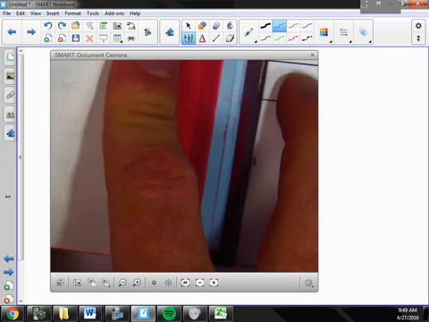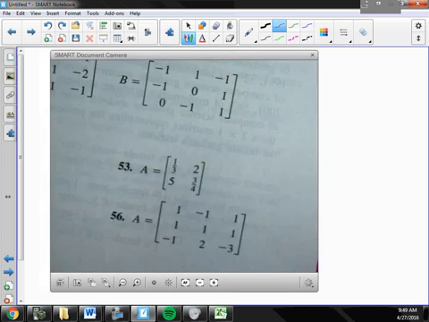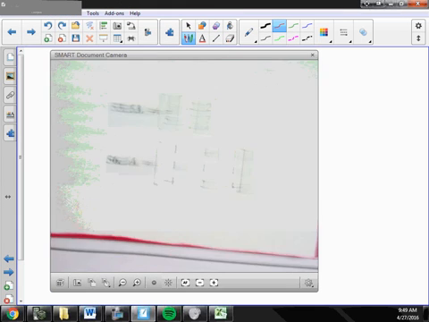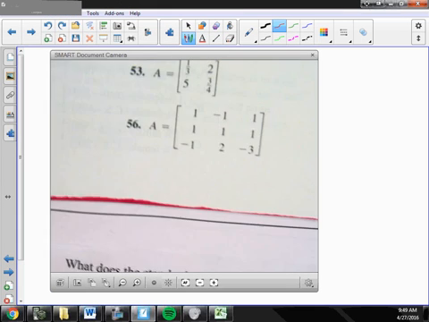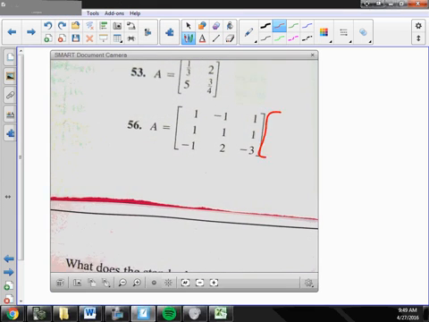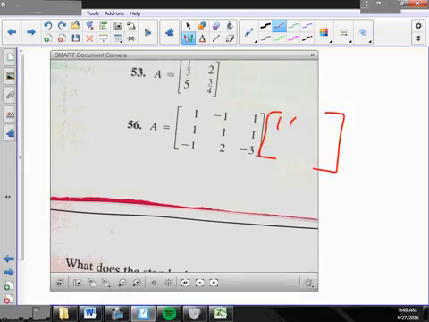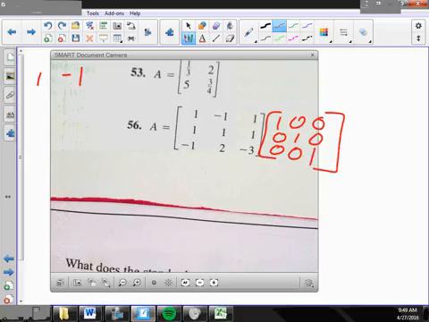Number 56. All right, 56. So I need to put the 3 by 3 identity, 1, 0, 0, 0, 1, 0, 0, 0, 1. What do I need to do to the first row? Nothing. It's exactly what I want it to be. So I'm going to write it down, 1, negative 1, 1, 1, 0, 0.